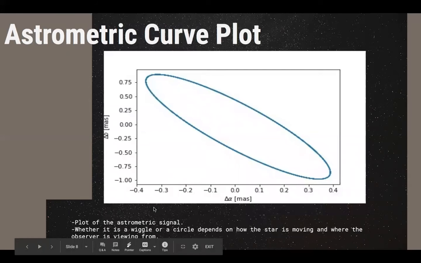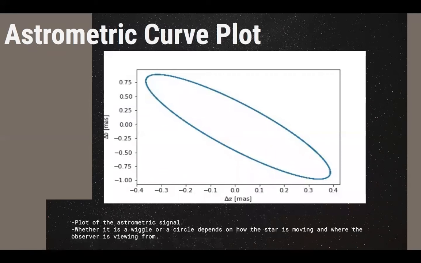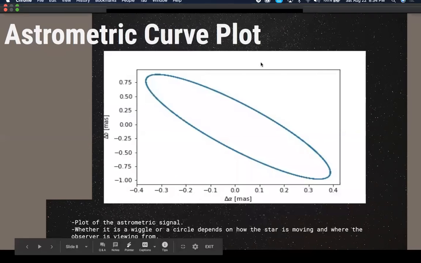Lastly, this is a plot of the astrometric signal. Whether it's a wiggle or a circle depends on how the star is moving and has to do with where the observer is looking from. So this is showing the proper motion, where the observer is moving right alongside the star and they are staying relative to each other, which explains the lack of wiggle. So we made it so that the star isn't moving across the sky, and the circle is actually due to the planet.